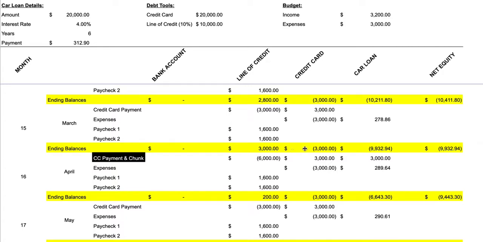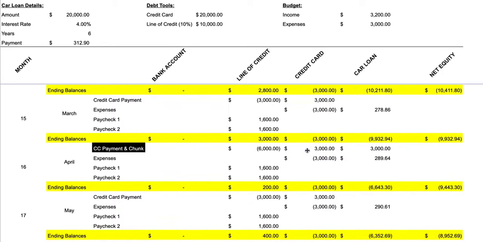So now your car loan has been reduced to negative $9,000. And then your net equity is the same. This is another way you can know that your line of credit has built back up. Everything is pretty much flat now, the line of credit and the credit card. So now that you got the $3,000 back, you want to make another chunk. You build it back up.